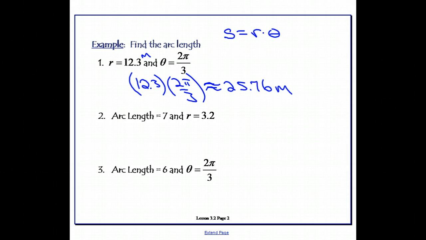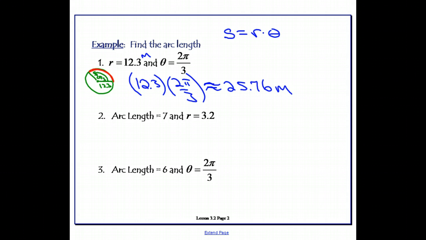And again, what did we just figure out? Well, we figured out in a circle that has a radius of 12.3, if I turn an angle of 2 pi thirds, then the arc length. So if I was running around this track or something like that, I would have covered 25.76 meters. That is what we just figured out with the arc length.